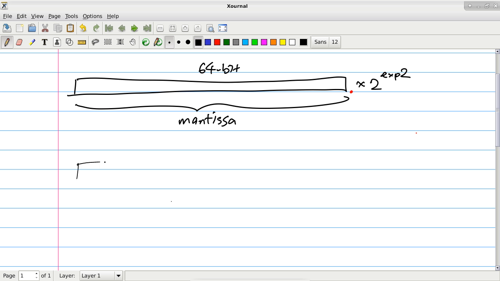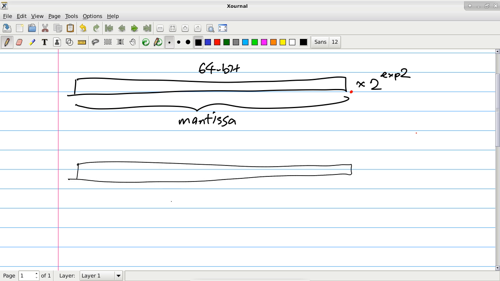Let me give you another scenario here. What I want is for this binary point, which was here, to be all the way over here. It is sitting between bit 63 and bit 62. So how many times do you think I have to move the binary point in order to end up with a normalized format like this? I have to move it 63 times.